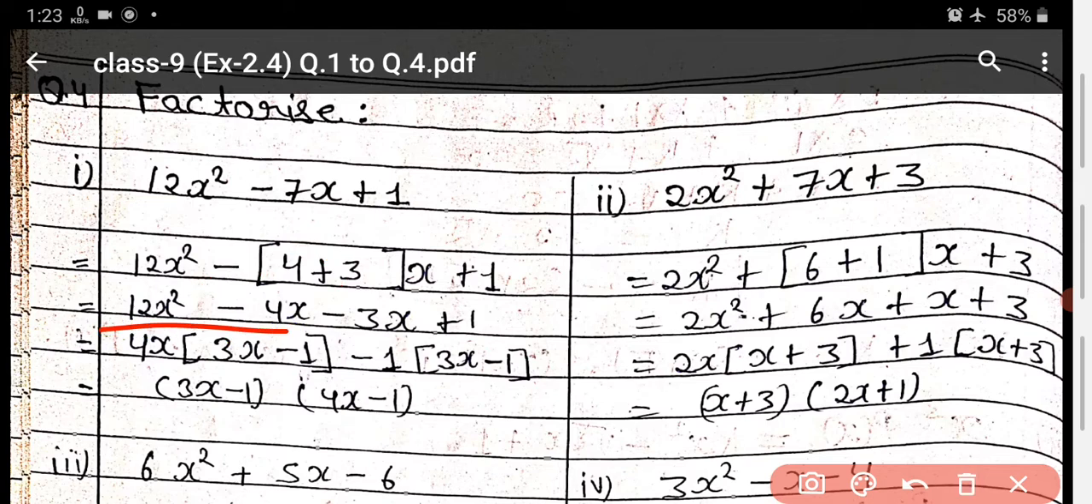Now make a pair of two terms and take the common, it becomes 4x, so you take minus 1 here because these two brackets become the same. If you take plus 1, then they are not the same. Now take the same bracket common, 4x remains, 1 remains here, so it is your answer. Okay, as I told you there.